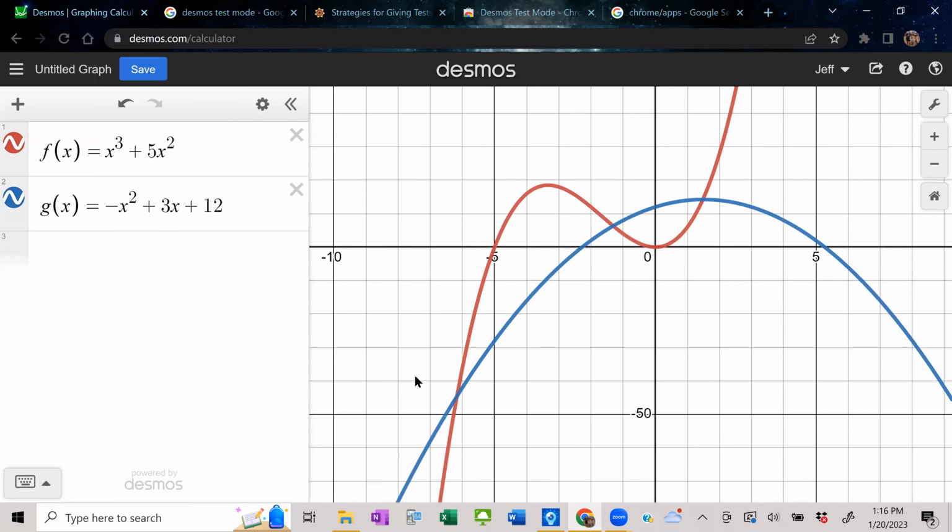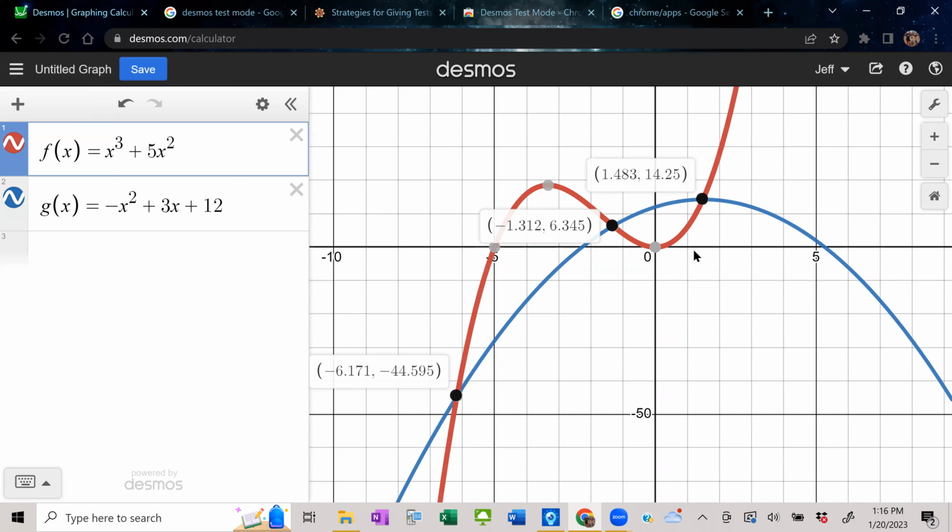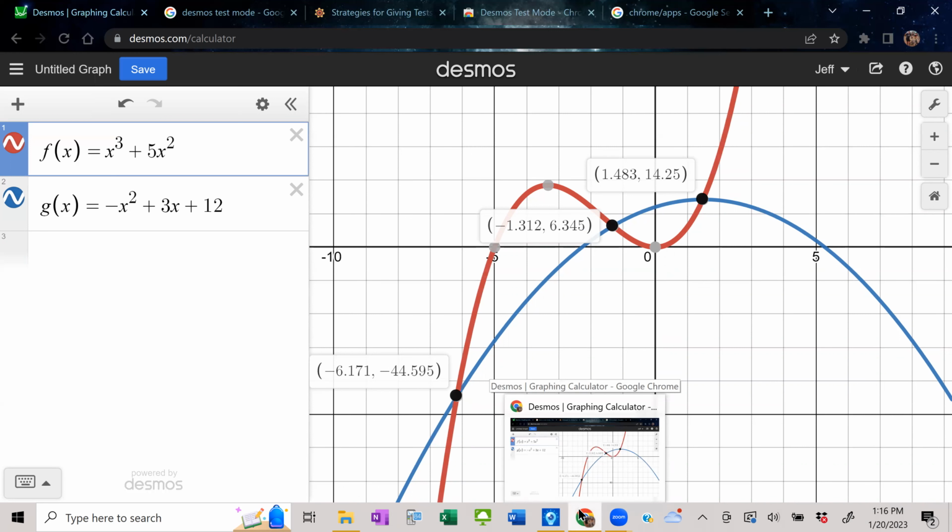To find where these functions are equal to each other in Desmos is particularly easy. All you have to do is click. So there we go, -6.171, -1.312, and finally 1.483. So let's write those down. Let's see. X equals -6.171, -1.312, and finally 1.483. Notice I'm writing down just the x coordinates.